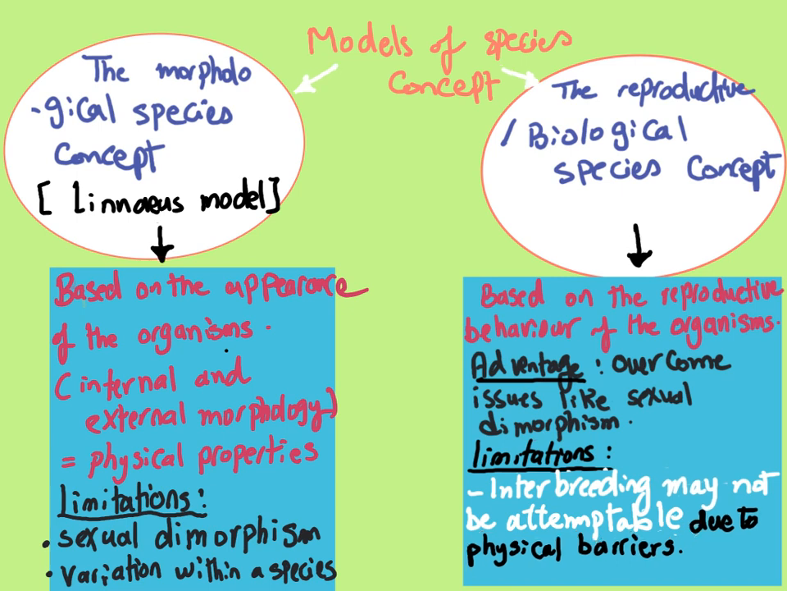Number one, interbreeding may not be attemptable. Sometimes, because I will show you now some examples, you can see two living organisms, they look similar and they can interbreed, but they don't produce offspring. Or sometimes the interbreeding is not accessible. Suppose the male and female are living in different areas or they are very far away, so they will not interbreed. So in this way, we cannot make sure that they belong to the same species or to a different species because they didn't try to interbreed. Did you get the point? Some living organisms live in different geographical areas. Male and female, they are separated by barriers, so they can't reproduce, even though they belong to the same species. This was one of the limitations of the reproductive model.